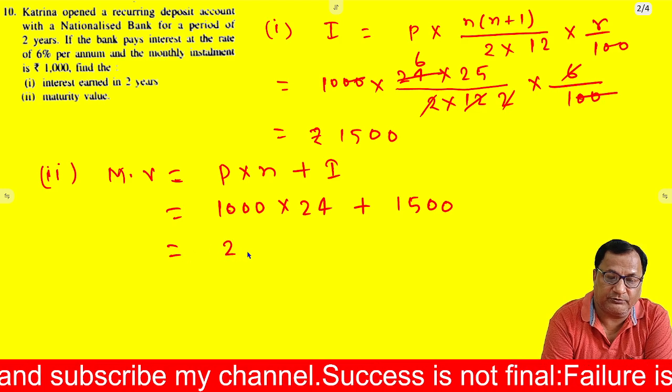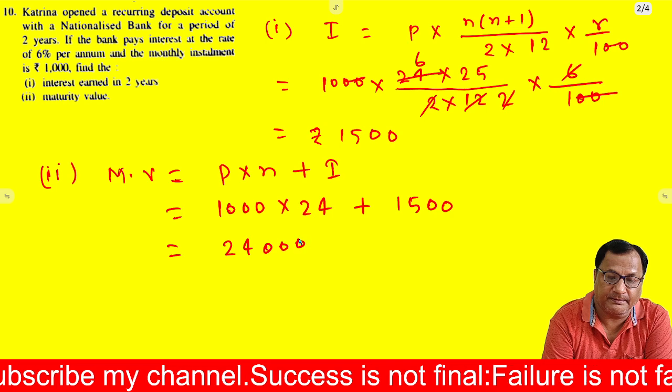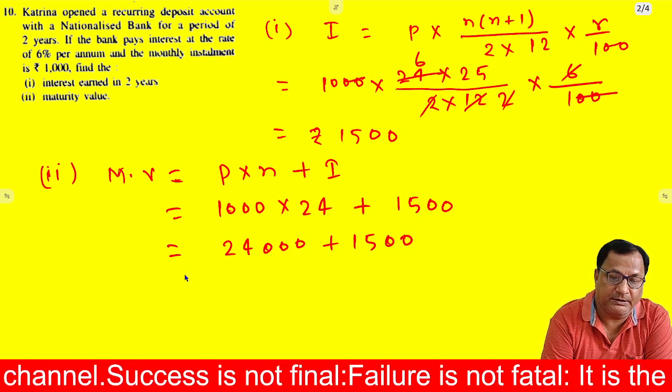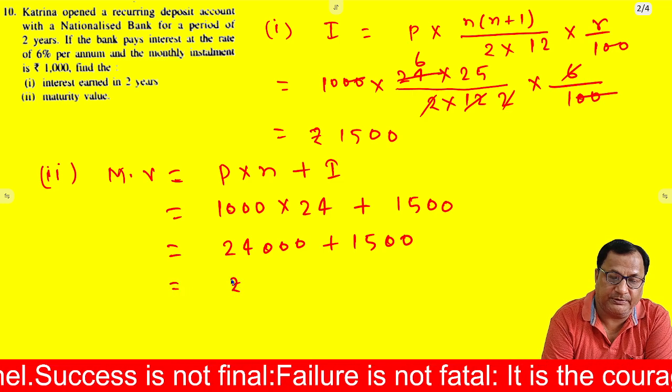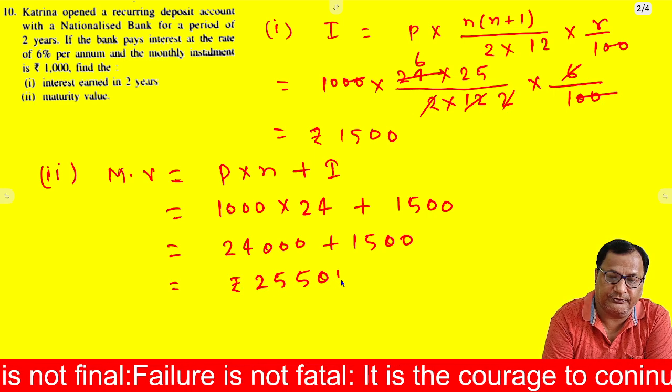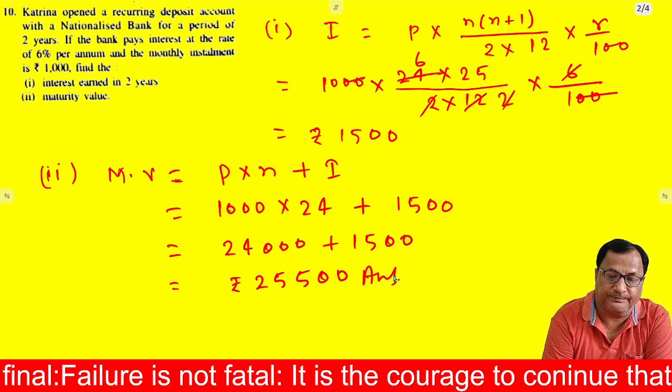If you multiply, 24,000 plus 1500, if you add, then this will be rupees 25,500. This is the answer.